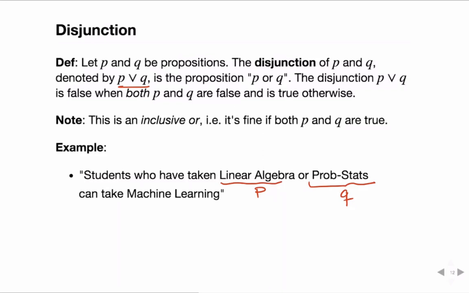Now, in particular, this kind of disjunction is what's called an inclusive disjunction, in the sense that it's fine if both P and Q are simultaneously true. Certainly in this case, if you were trying to evaluate somebody's preparedness for taking a machine learning class, if it happened to be the case that they had taken both linear algebra and prob stats, we would not say that they were banned from taking machine learning. That would be totally fine if both of the disjuncts were true simultaneously.